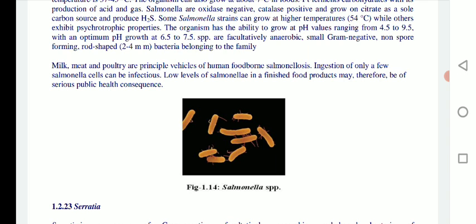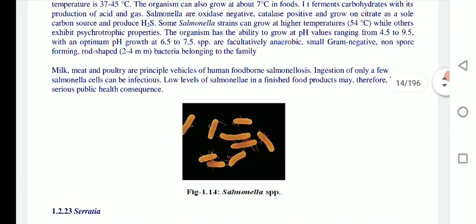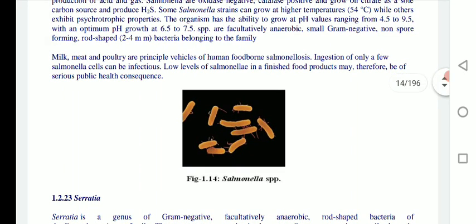So, milk as well as meat and poultry are principal vehicles of human foodborne salmonellosis. Salmonellosis is the disease we get from foodborne infection. So, these are the three sources: milk, meat, and some poultry products. They carry this Salmonella bacteria, and on consumption of these products, if they are infected with Salmonella species, we definitely get salmonellosis. So, these are the three important sources from which we get infection of Salmonella species.